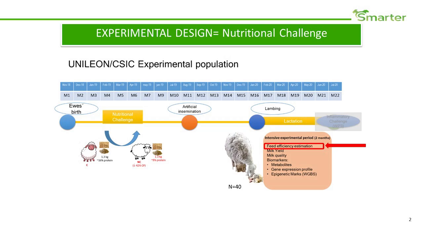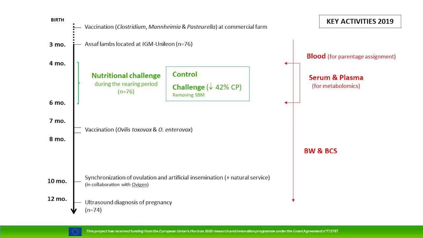But anyway, we have these animals, and we measure the milk yield. And in the complete experiment, there are some biomarkers and some molecular parts that are analyzed just to know a little bit better the feed efficiency, genetic or biological architecture in dairy sheep. But we will work just with a part.